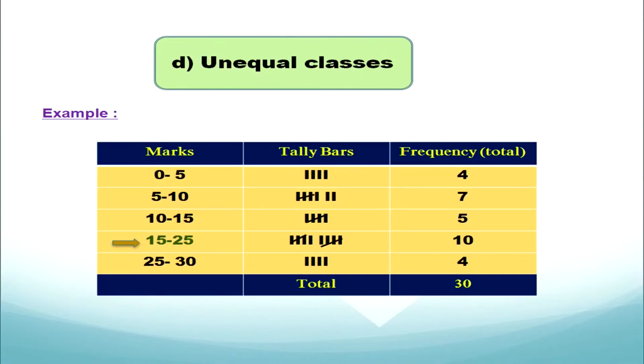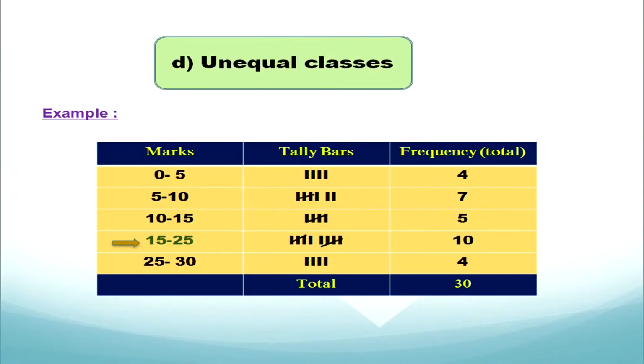Let us see it with the help of an example. Now, in this particular example, if we observe, marks have been given, so the classes have been given. Let us observe the classes very carefully, that is 0 to 5. The first class has a gap of 5. In the next class, the gap is again 5, 5 to 10, and in the next class the gap is 10 to 15, again 5. But when we move towards 15 to 25, what do we observe? The gap becomes 10. So, we observe that in some of the classes the gap is 5, whereas in other classes the gap is 10.